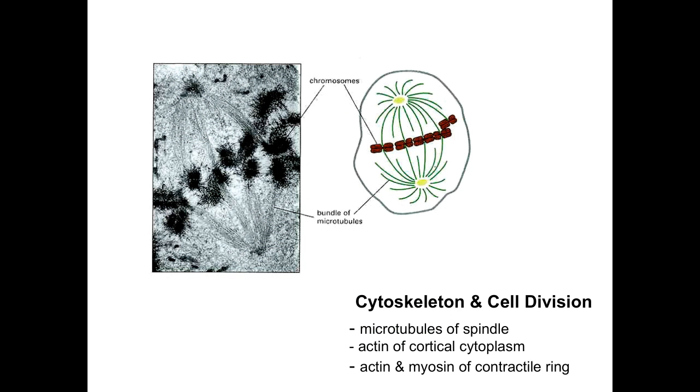Now, of course, I don't have to tell you much now about the role of the cytoskeleton in cell division, but clearly the cytoskeleton, in addition to giving the cell its shape and providing an ability for the cell to move, plays an important role in cell division. Microtubules make up the spindle apparatus, which moves chromosomes during mitosis or meiosis.